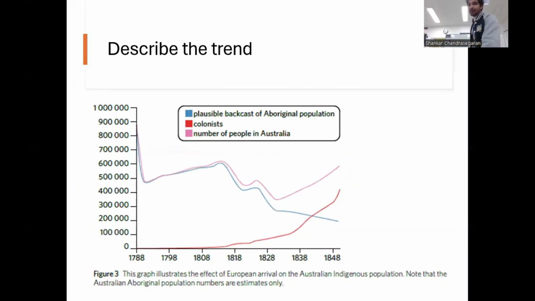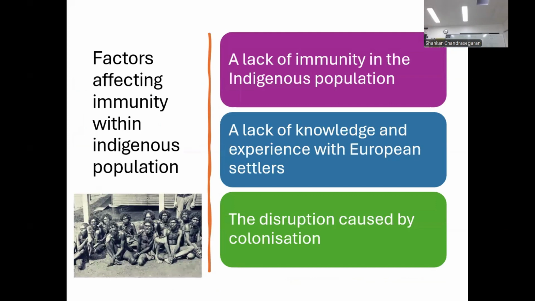So when we're thinking about why it is that populations are exposed and so affected by the emergence of diseases, there are a lot of factors affecting immunity within an indigenous population.